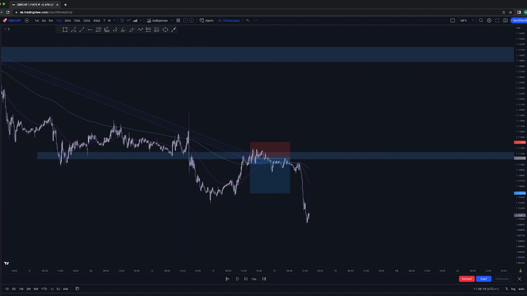So guys, there you have it, a quick rundown on multiple time frame analysis. Remember, it's always important to look at multiple time frames to get a better understanding of the market and make more informed trading decisions.